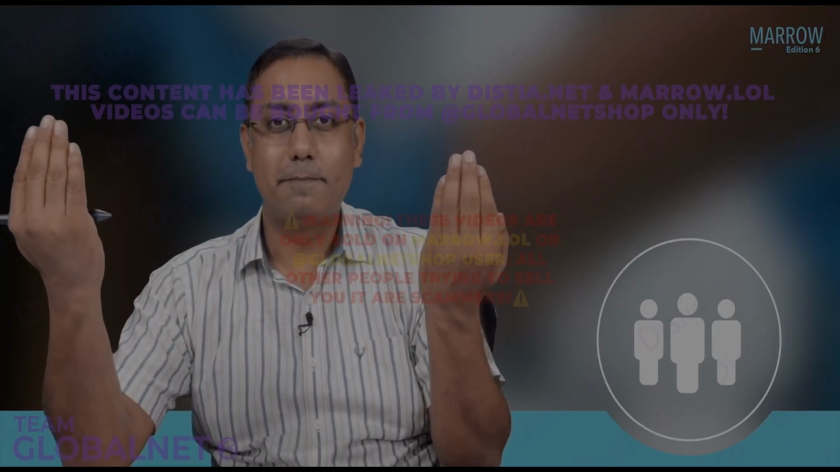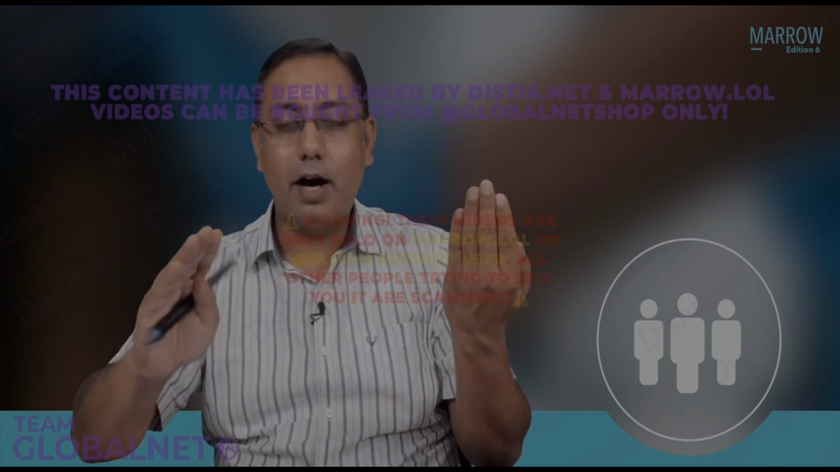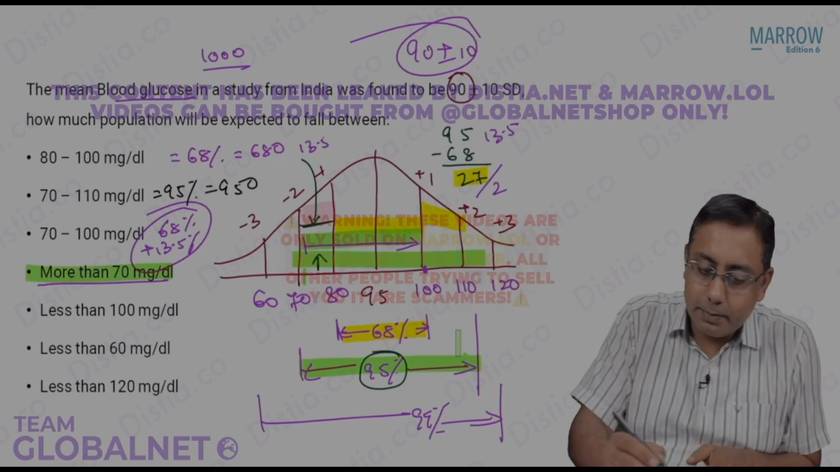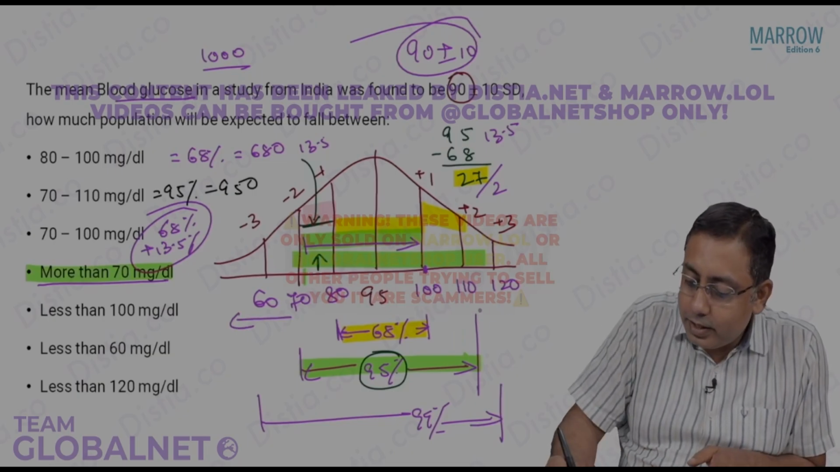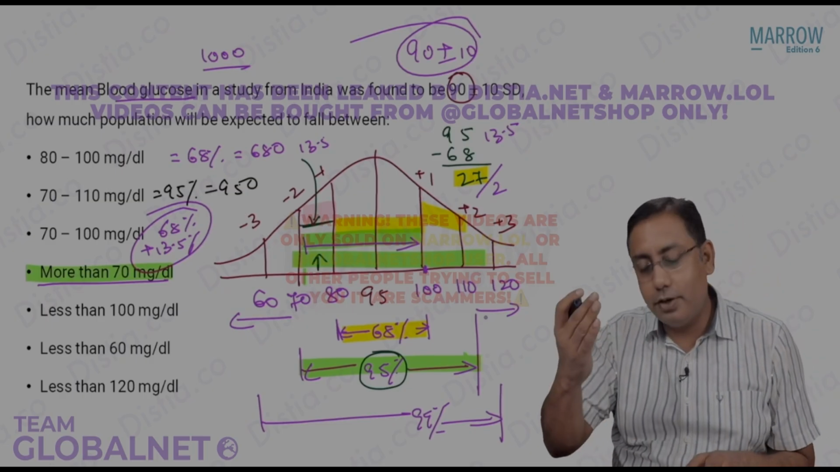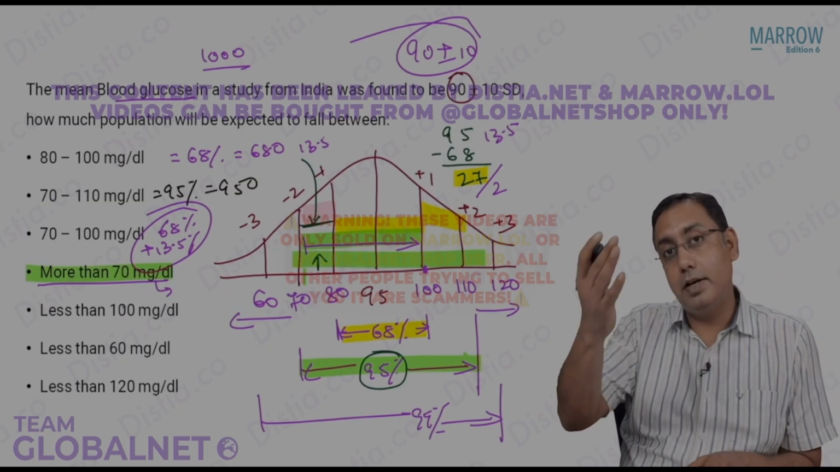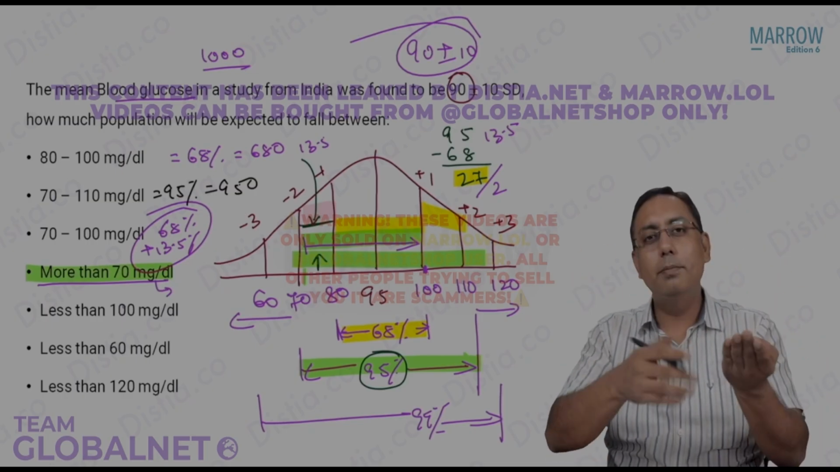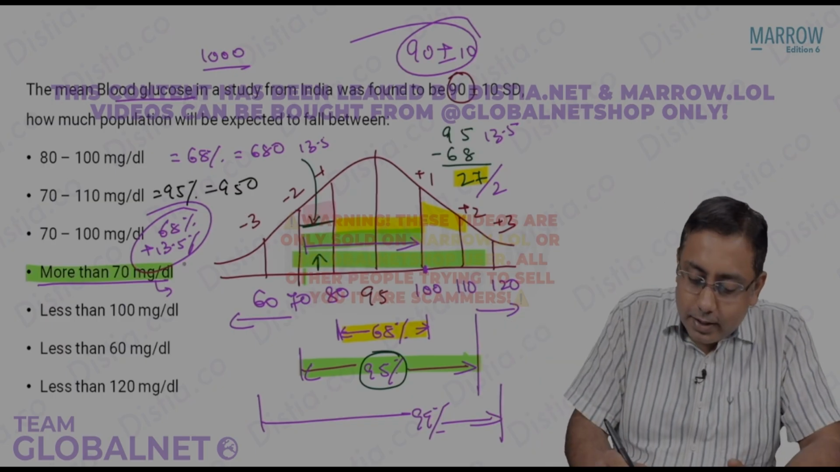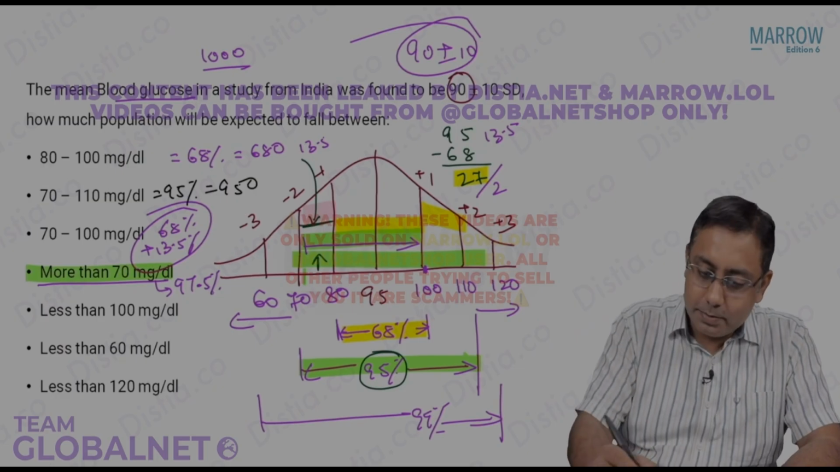Half will be this area, half will be this area. Half will be less than -2 standard deviation, half will be more than +2 standard deviation. That means 5% splits into 2.5% less than 70 and 2.5% more than 110 mg/dl. So if the question is asking more than 70, 2.5% is less than 70, so how many will be more? Common sense, that is 97.5%. Are we okay with this?